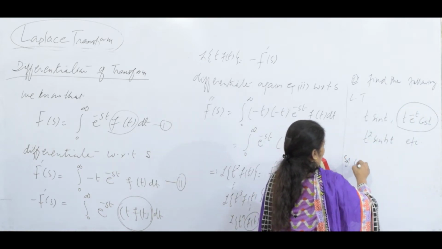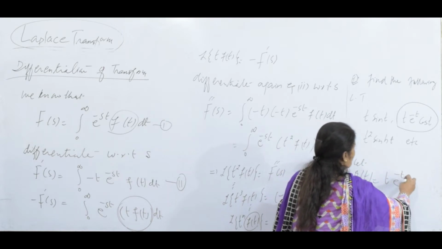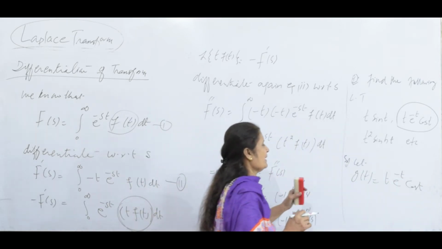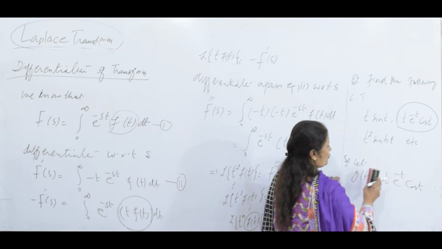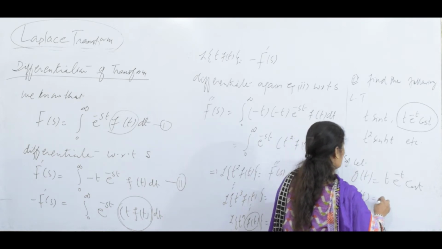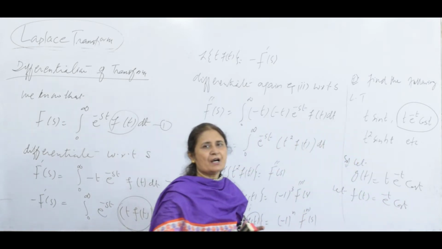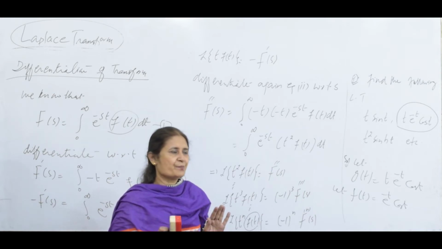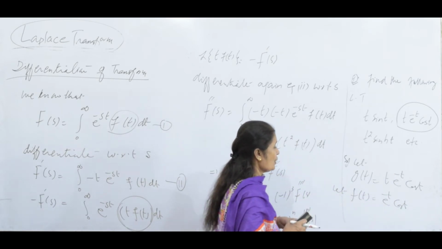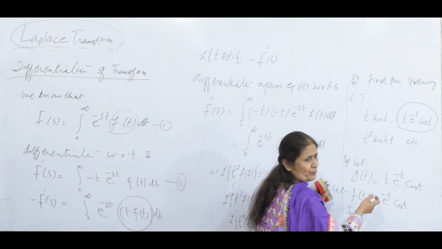Solution. Let g(t) be t e^(-t) cos t, a function I am naming g(t). I am leaving the polynomial t aside and letting f(t) be e^(-t) cos t. This is f(t). I have not taken the polynomial because t is there as it is; the rest of the function I name f(t). So I will find the Laplace transform of this to get F(s).